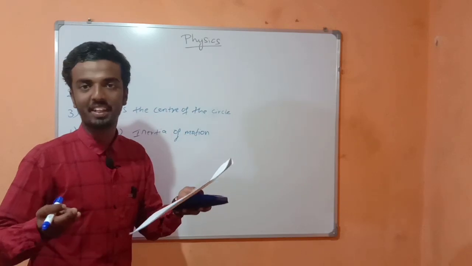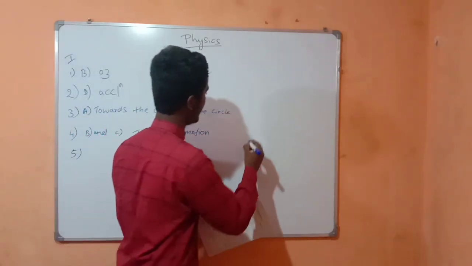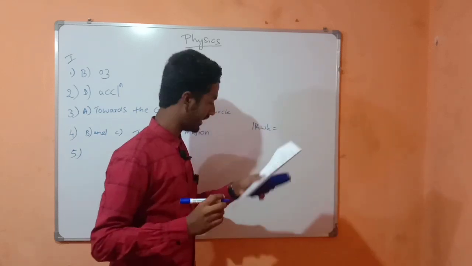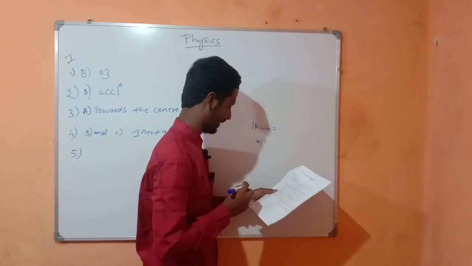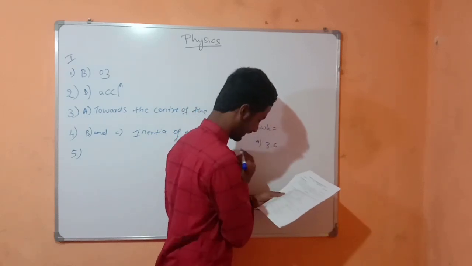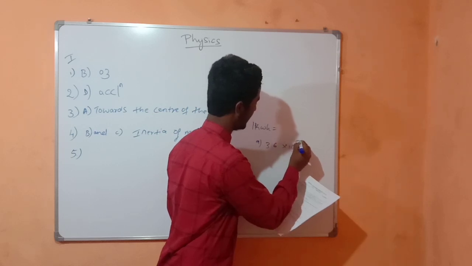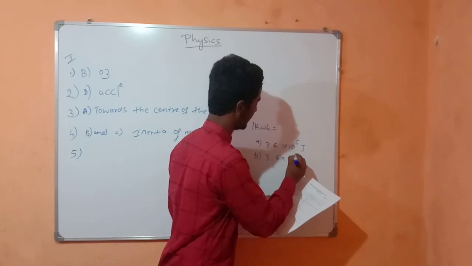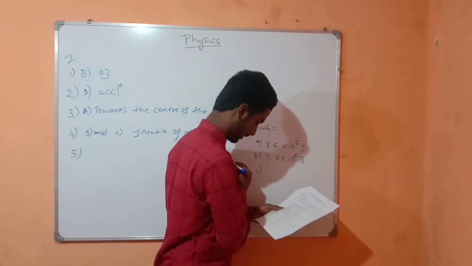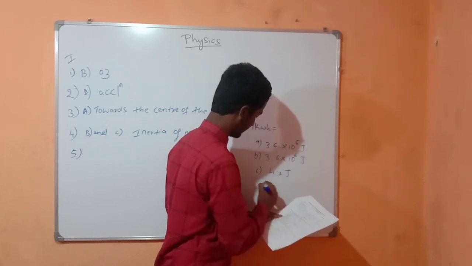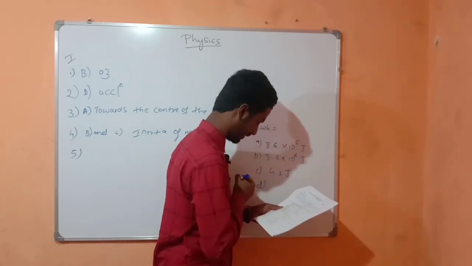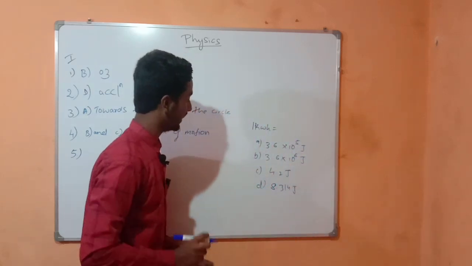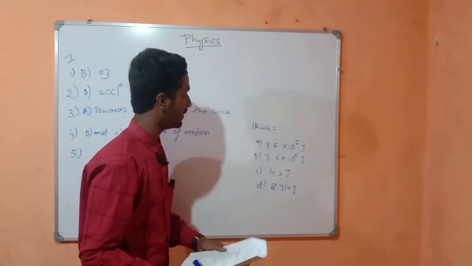Let me go to the fifth question. They are asking, 1 kWh is equal to what? They have given options. A, 3.6 into 10 power 5 joule. B, 3.6 into 10 power 6 joule. C, 4.2 joule. Option D, 8.314 joule. See here, children, they have given all in the form of joules.